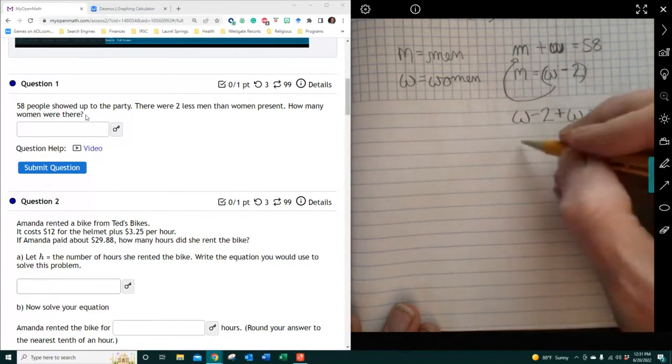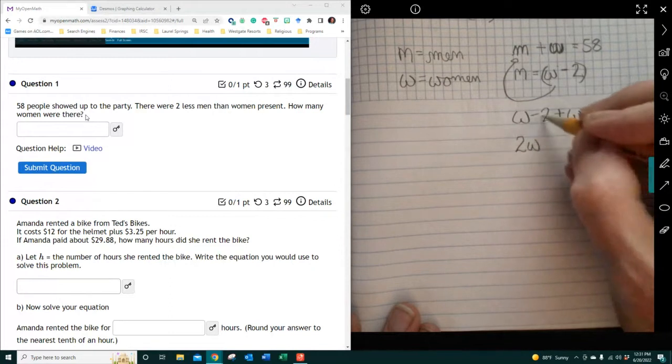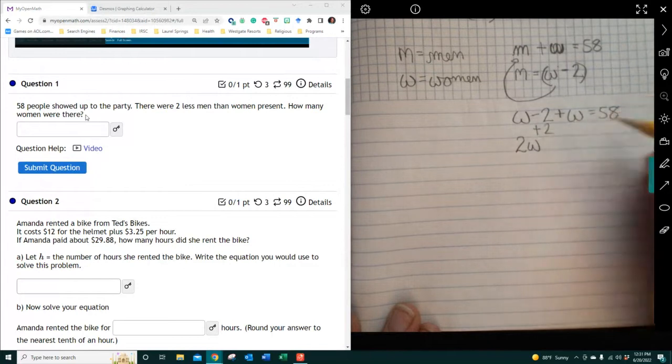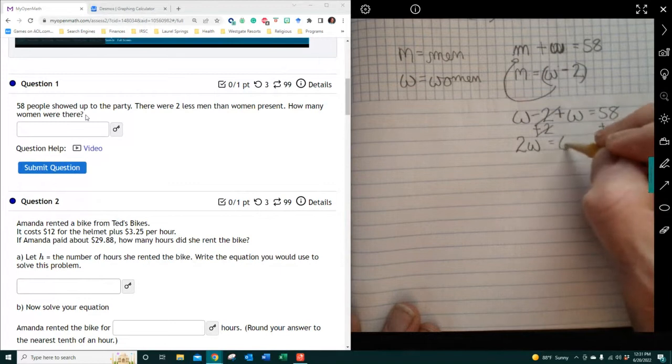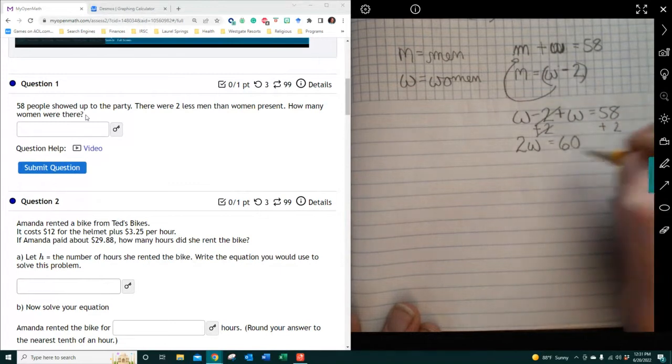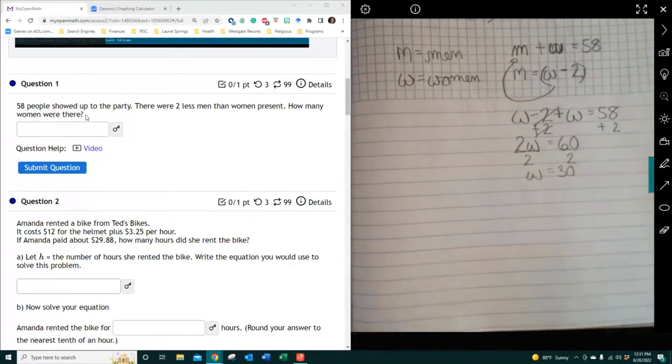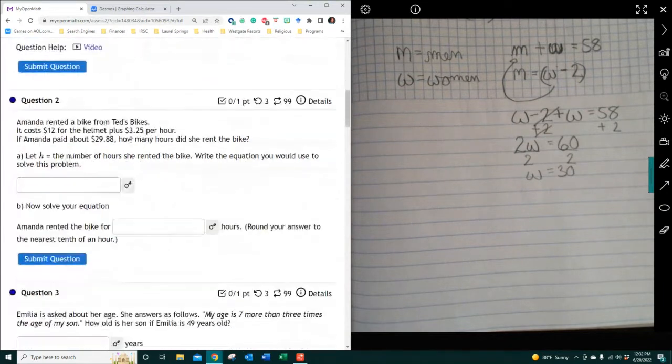Now there are 2 W's here, and I'm going to add 2 to both sides to get rid of the 2 over here. If I add 2 here, I add 2 here. That eliminates this and gives me 60, because 58 plus 2 is 60. Now I divide both sides by 2, and W equals 30. And that is our answer. That's how that works. Now let's take a look at question number 2.